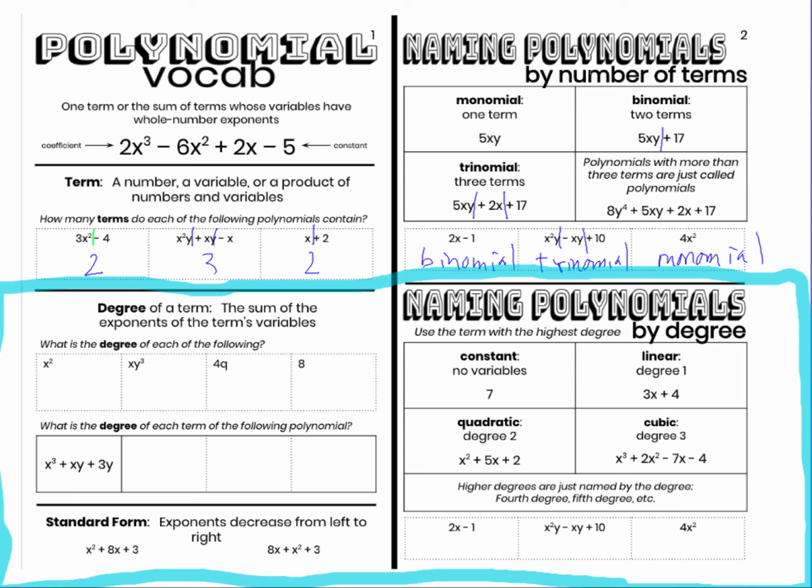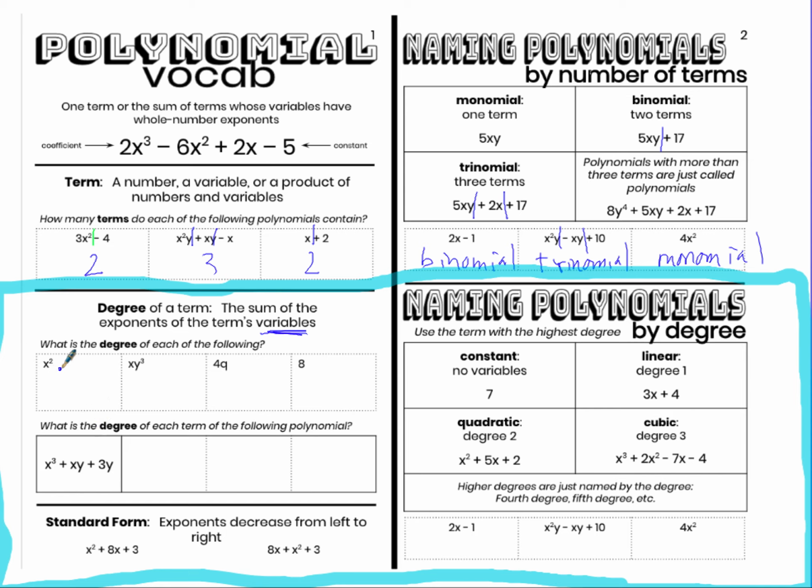In addition to naming polynomials by the number of terms, we can name polynomials by their degree. Now, when finding the degree of a polynomial, we need to first find the degree of each term separately within the polynomial. So when we're finding the degree of a term, we just add the exponents of the term's variables.